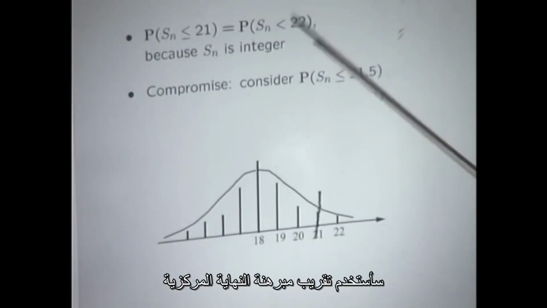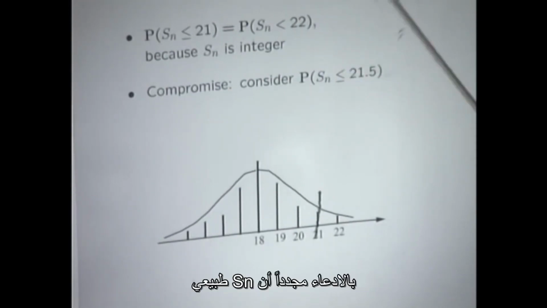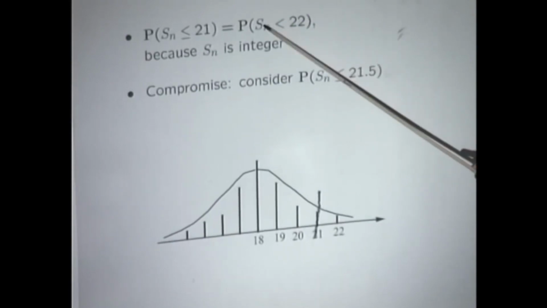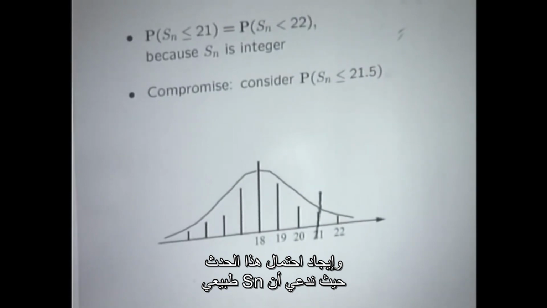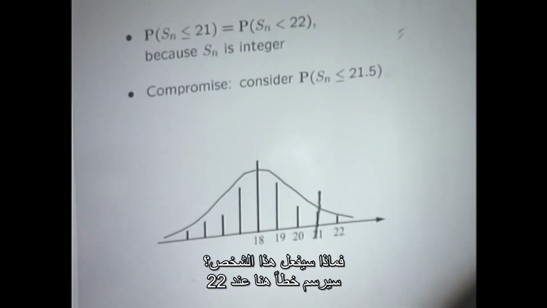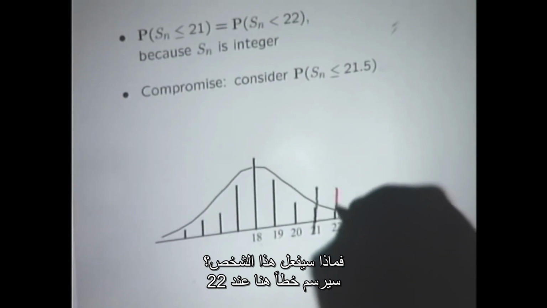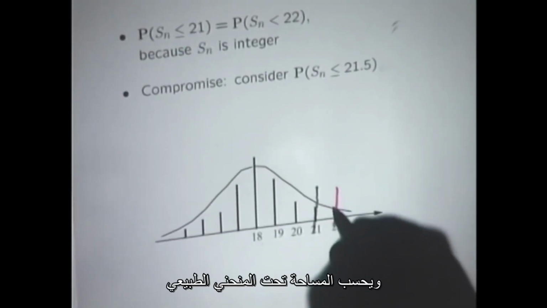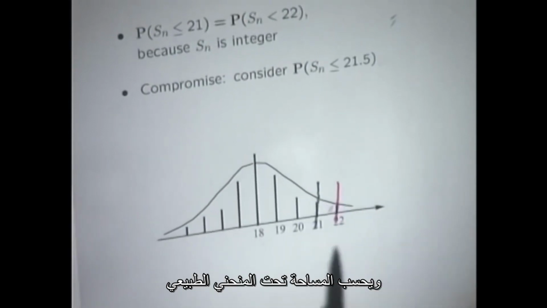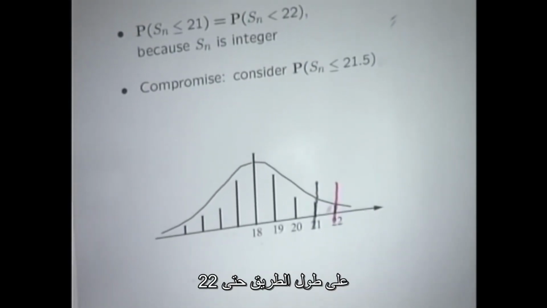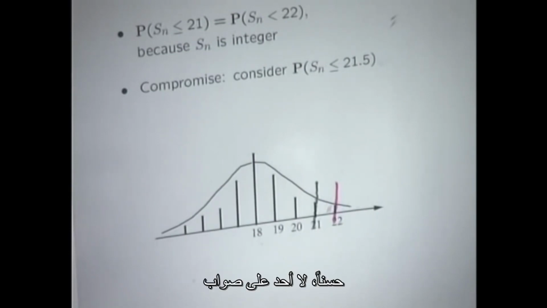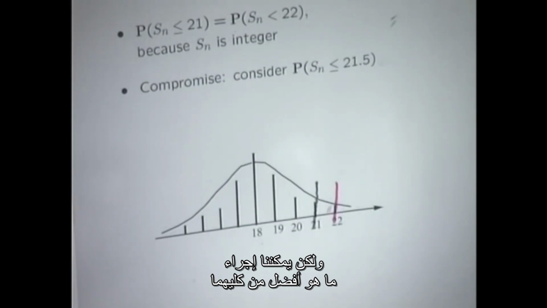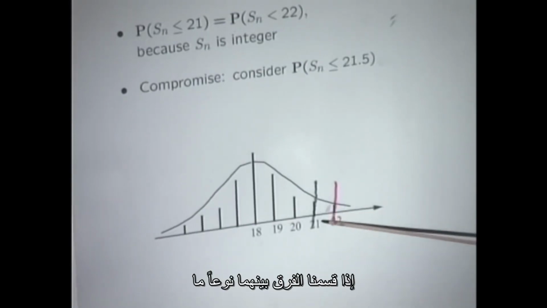So I'm going to use the central limit theorem approximation by pretending again that Sn is normal and finding the probability of this event while pretending that Sn is normal. So what this person would do would be to draw a line here at 22 and calculate the area under the normal curve all the way to 22. Who is right? Which one is better? Well, neither, but we can do better than both if we sort of split the difference.